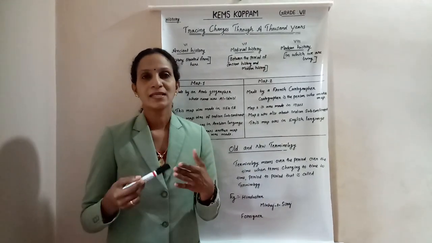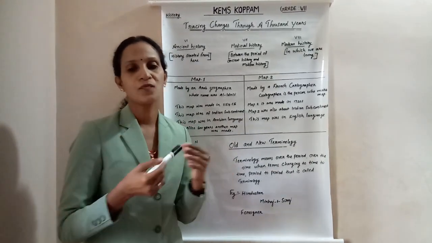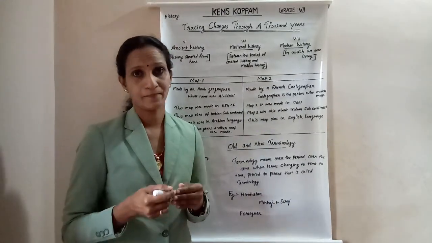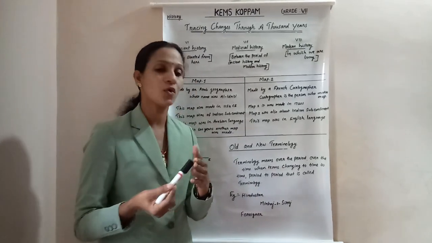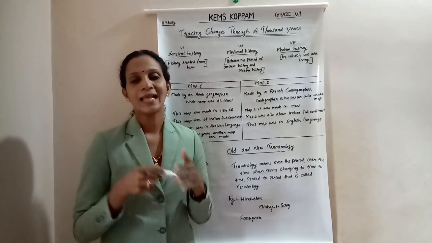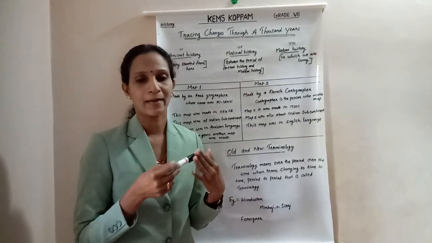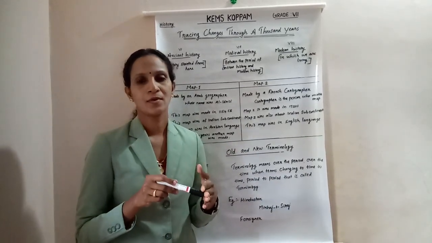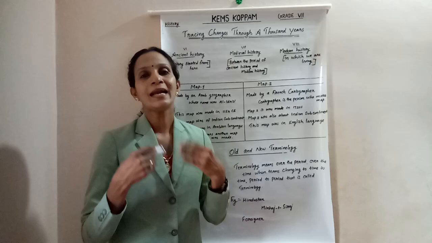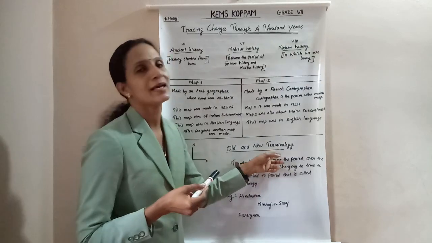But in the medieval period, the word foreigner was used for a person who goes to another city. For example, if a person lives in Agra and he goes to Delhi, then that person will be a foreigner for the Delhi people. Clear? This was also terminology.